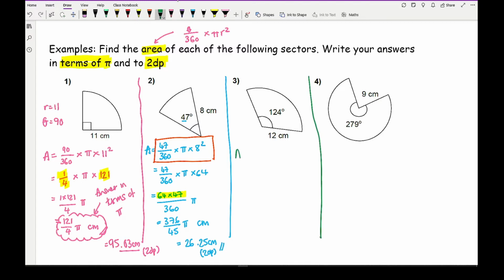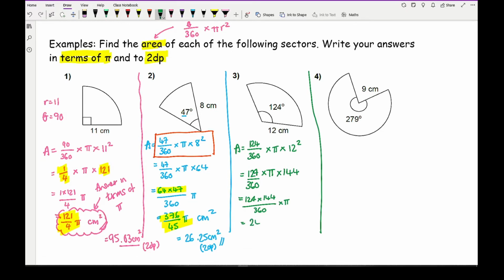Again, using the formula, I've got A equals the angle, which is 124 over 360 multiplied by pi times the radius squared. If I was going to do this on a non-calculator paper, then what I would have to do is try and simplify what 124 over 360 is, which simplifies to give me 31 over 90, but I'm not going to worry about that just yet. From this, I'll then need to do 124 times 144 over 360 times pi.